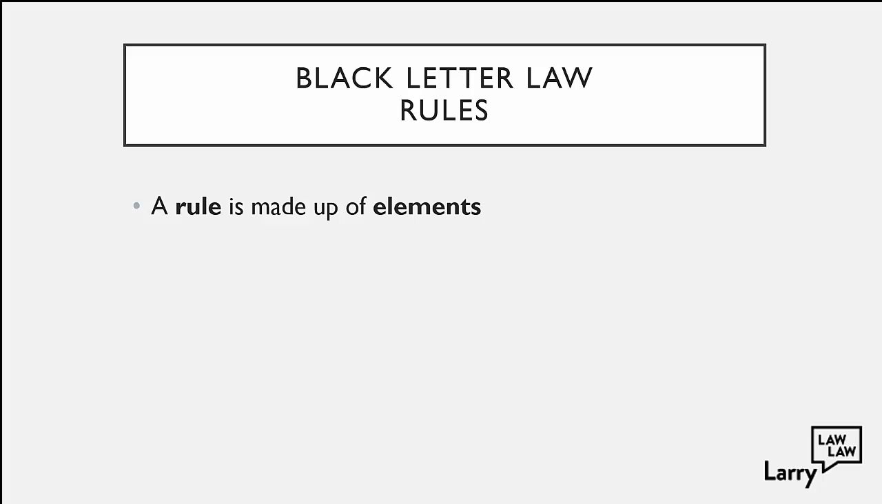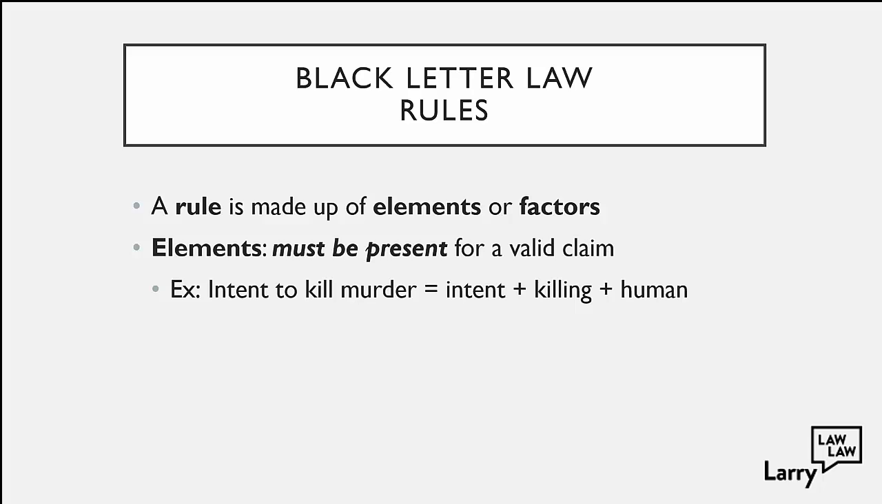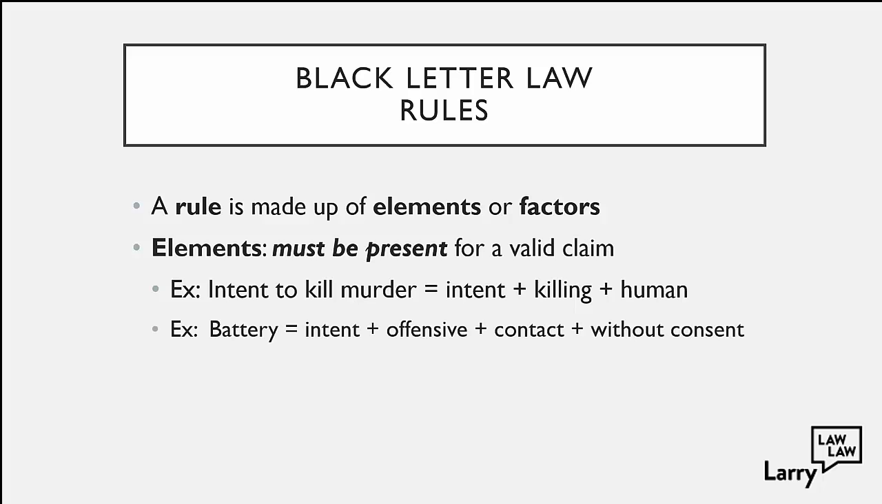Now, there are different kinds of rules. Rules can be made up of elements or factors. When a rule is made up of elements, it means that there are a certain set of things, all of which must be present for there to be a valid claim. Meaning, if you want to win on that, you have to hit every element. So for intent to kill murder, you've got intent, a killing, not an injury, a killing, and a human being. You have to hit all three of those for the state to convict someone of intent to kill murder. Duh, you know that. In the civil context, battery, you've got an intentional and offensive contact or touching without consent.